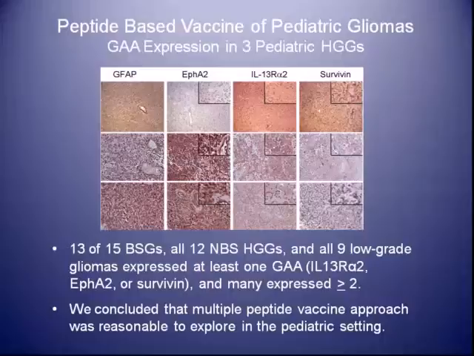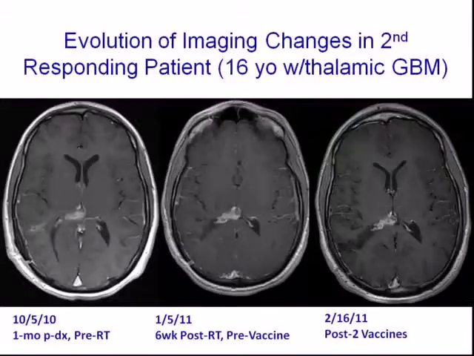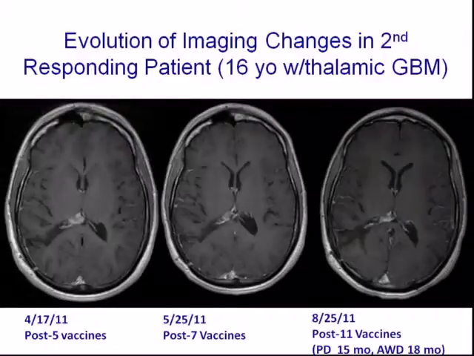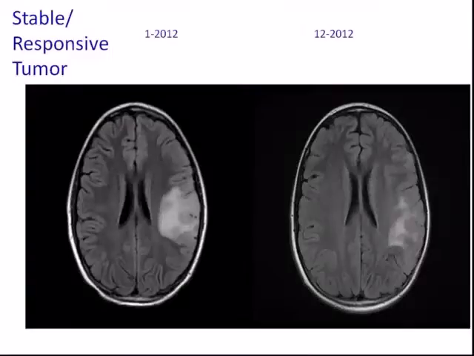Pollack developed a vaccine that's injected subcutaneously that has peptides that target pediatric glial proteins in the tumors. This is an example of one of the cases that we have, a recurrent glioma where we actually did see a response with the vaccine peptide vaccine study.